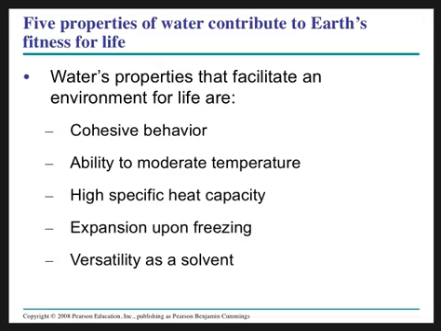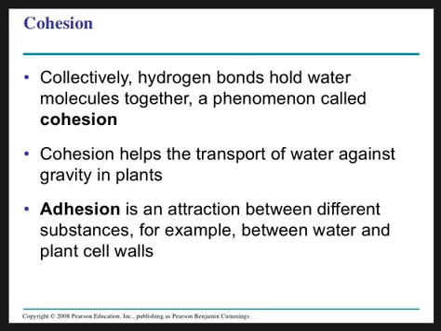So 5 properties here that we need to talk about. There are 2 here that really kind of bump into each other, and that's the ability to moderate temperature and high heat capacity. So if those seem to kind of run together for you, don't let that bother you in the least. Just kind of work through and understand these concepts. So we'll start with cohesion.